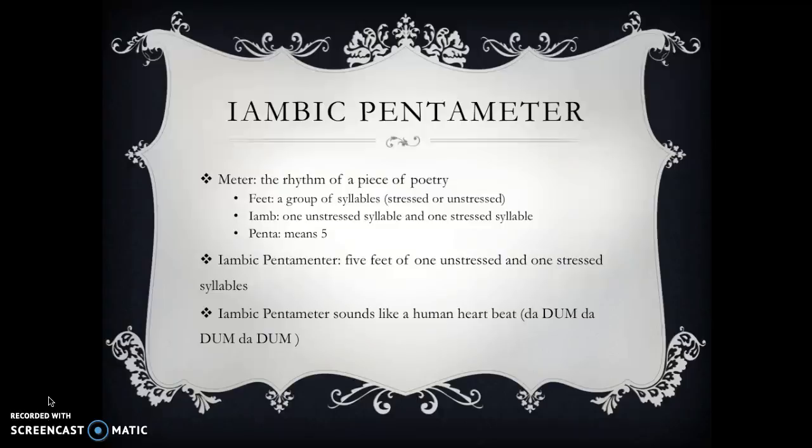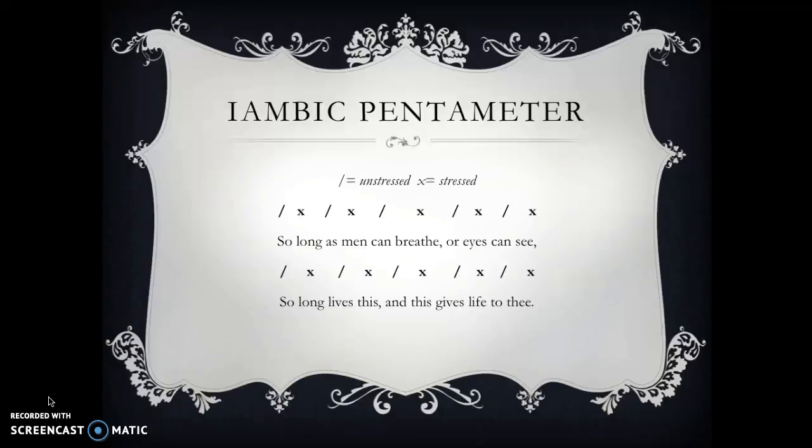Iambic pentameter, when you speak it, is supposed to sound like a human heartbeat. So bum bum, bum bum, bum bum, bum bum. That's the idea behind iambic pentameter. It's supposed to be a natural rhythm. So I took the couplet from Sonnet 18, and here is the syllables marked, unstressed and stressed. So when you read it out loud, it sounds like, so long as men can breathe or eyes can see, so long lives this, and this gives life to thee.